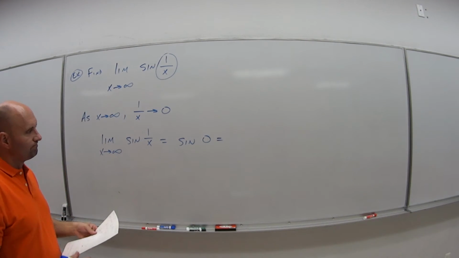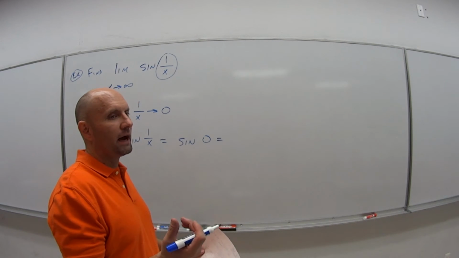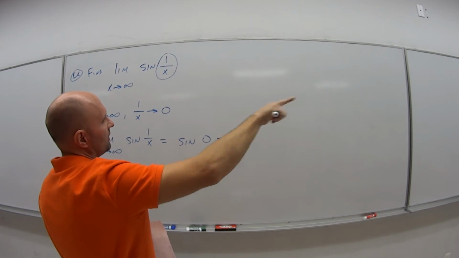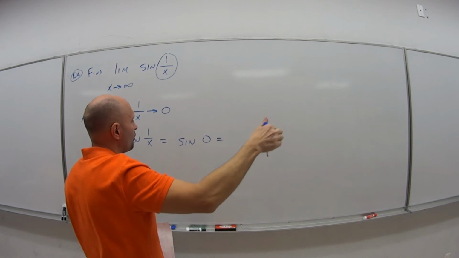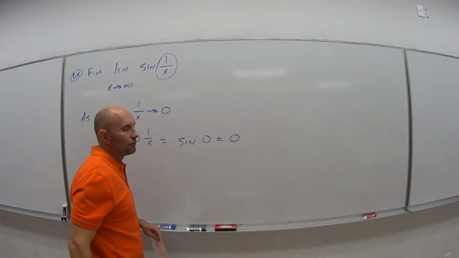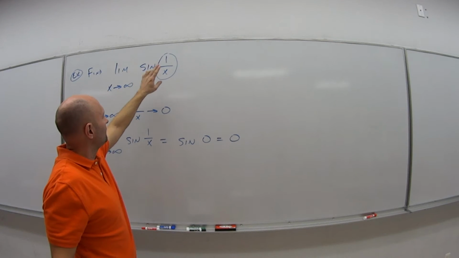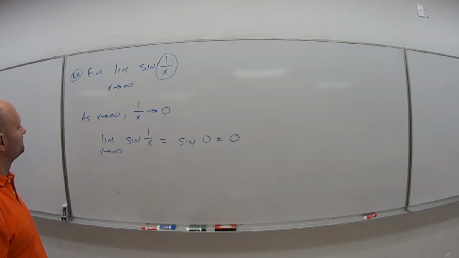And so, unit circle, pull it out. Or hopefully you have it remembered. Sine of 0, 0 radians, that's over on the right. Sine is what? How much up or down? I don't go up or down at all. So in this case, the limit as x approaches infinity of sine of 1 over x, again, gives us an answer of 0.